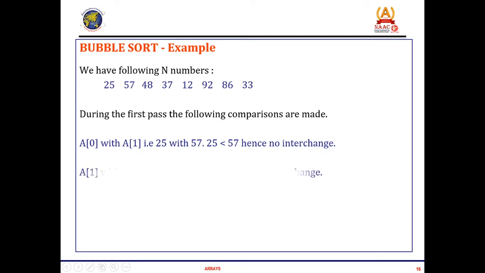Then you compare the second element with the third. That is, you compare A of 1 with A of 2. 57 you compare with 48.